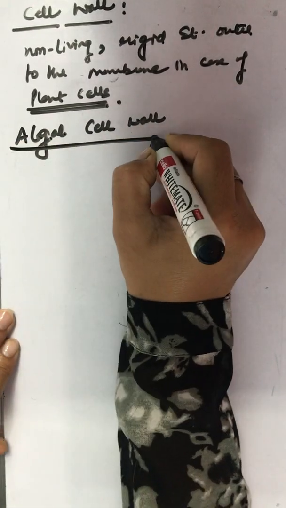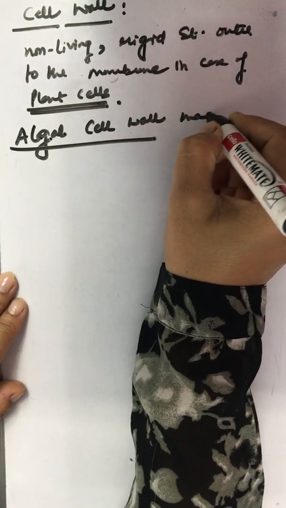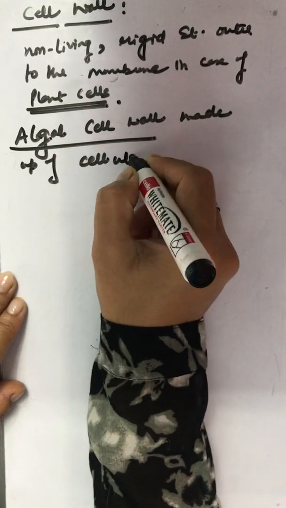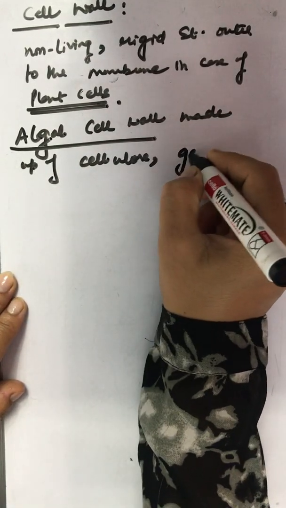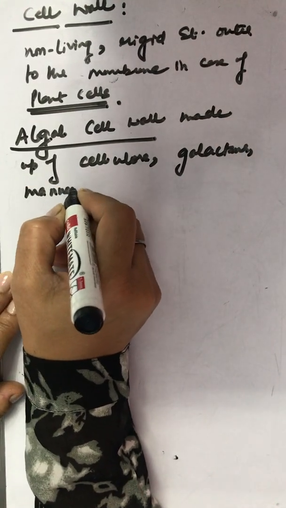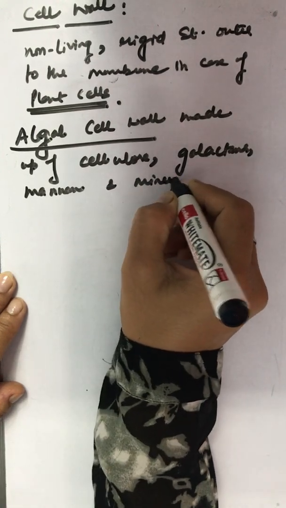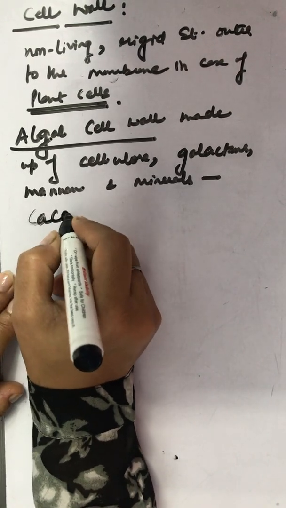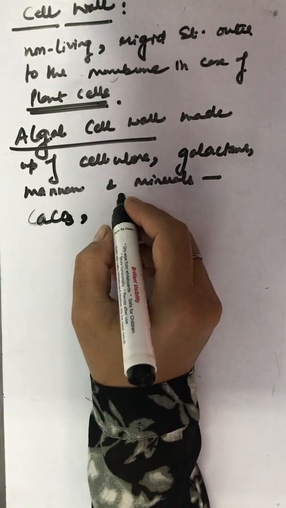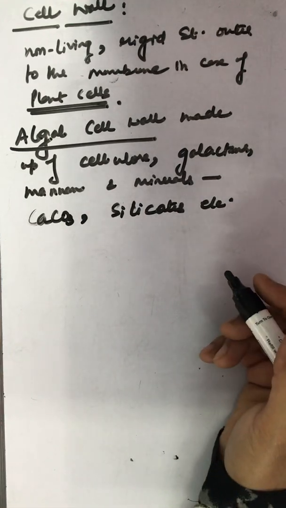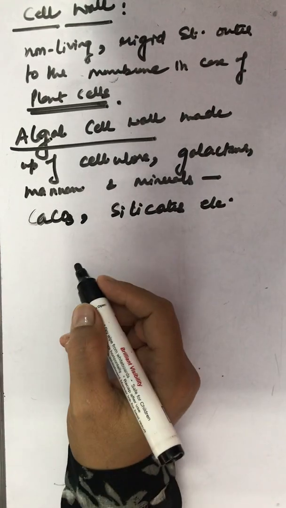but in algae too. So in algae, the algal cell wall is made up of cellulose, galactans, mannan, and minerals. Which are minerals? Minerals like calcium carbonate, then silicates, etc. This provides toughness to the wall.